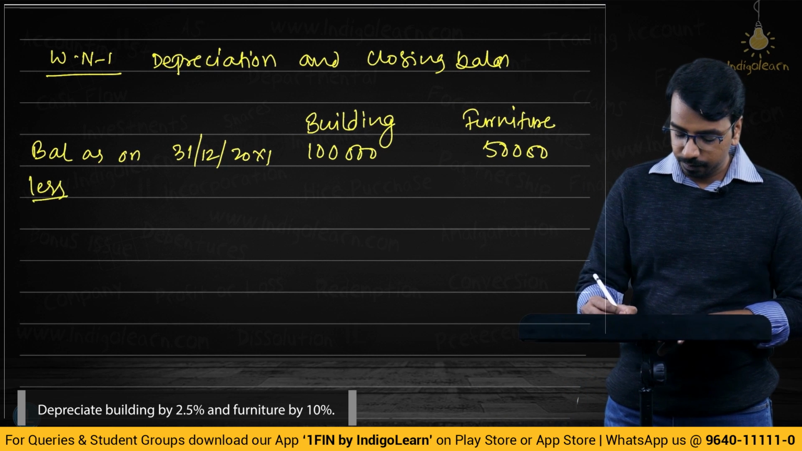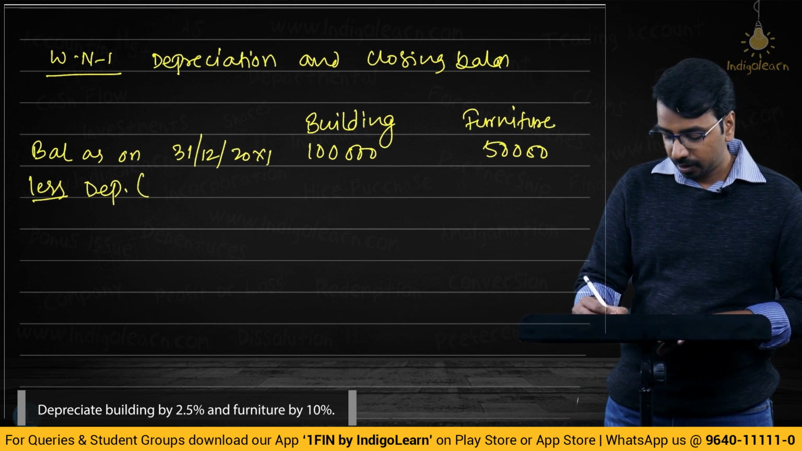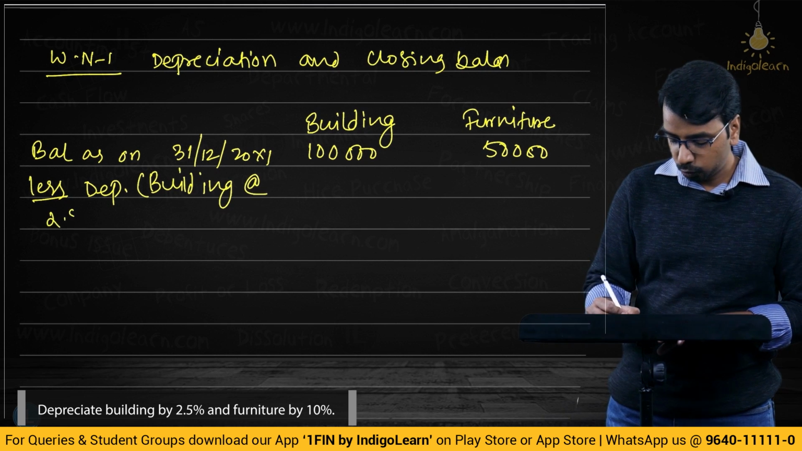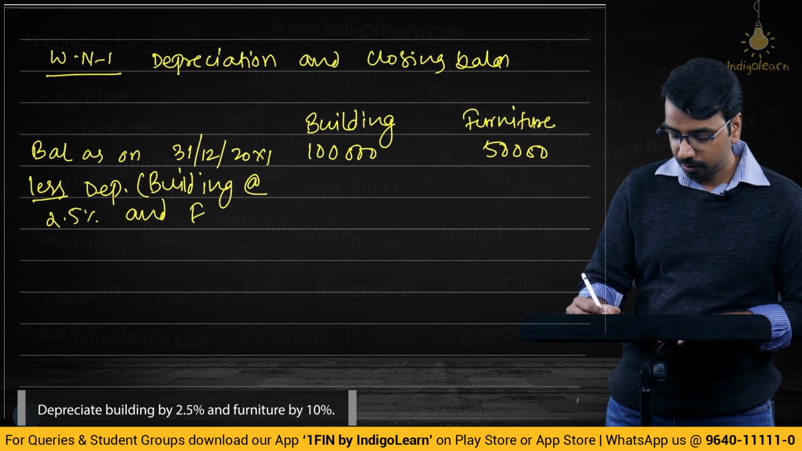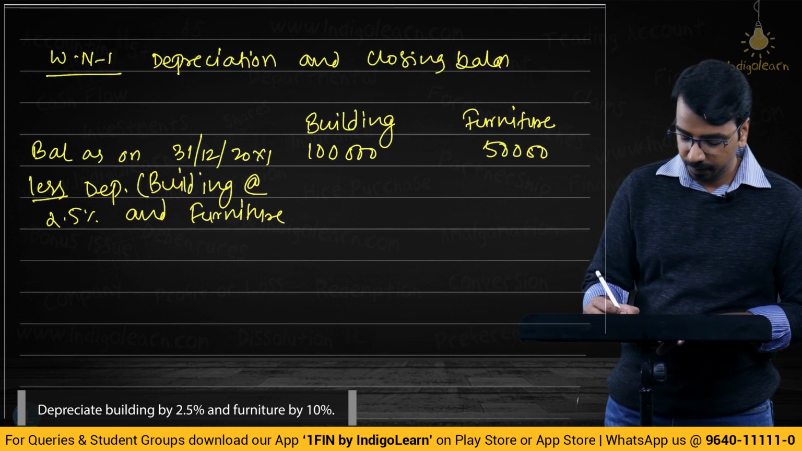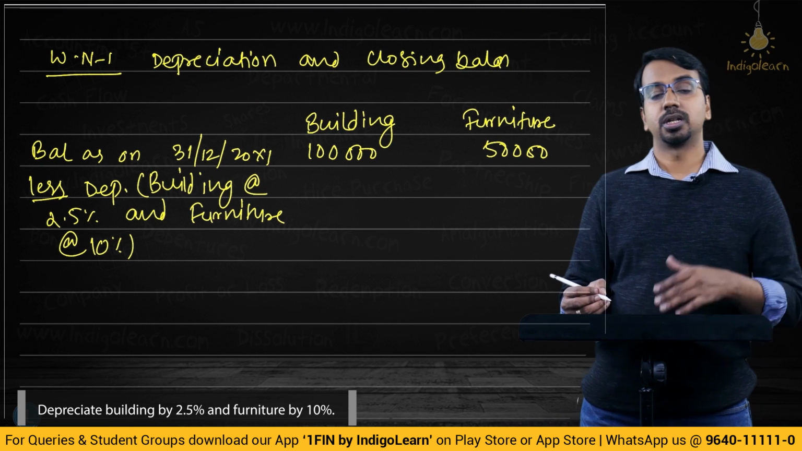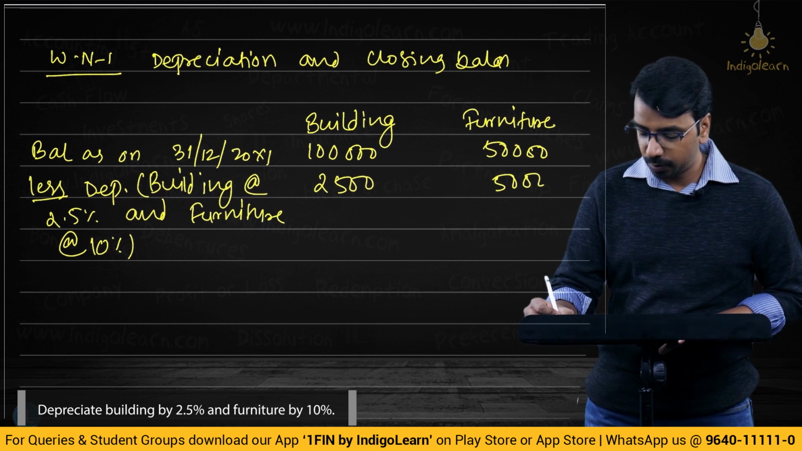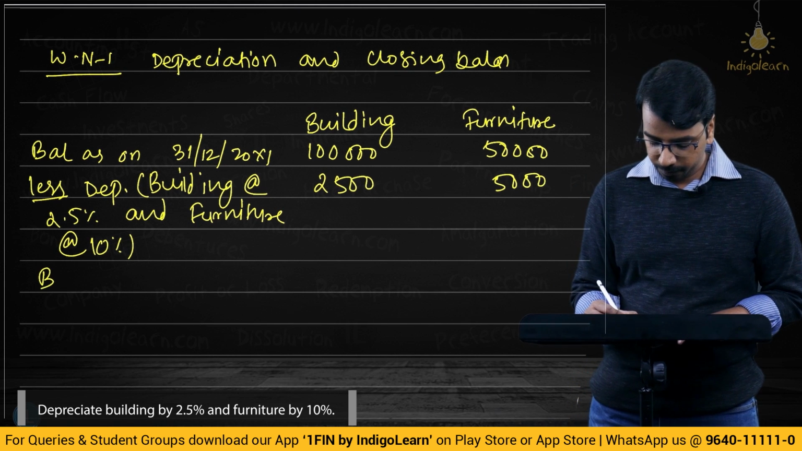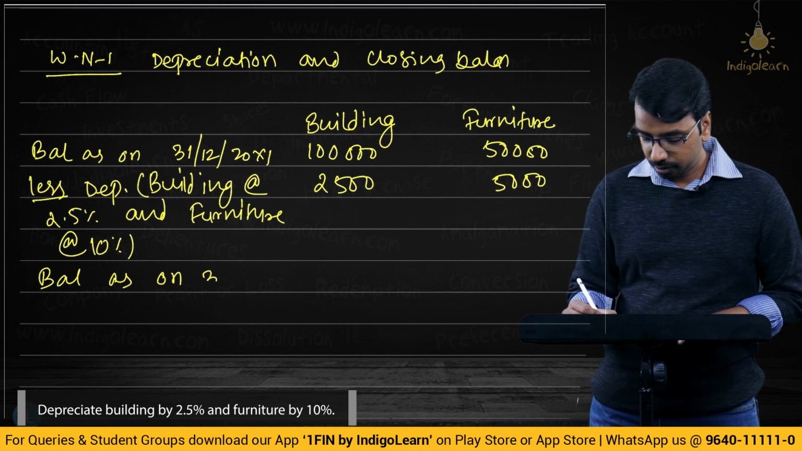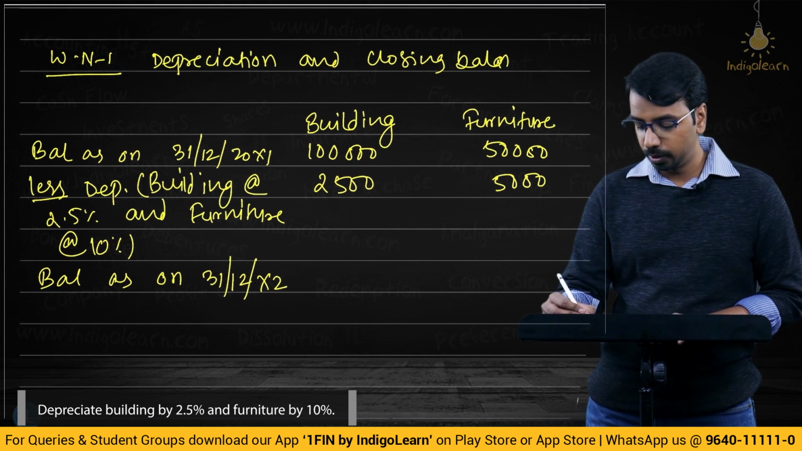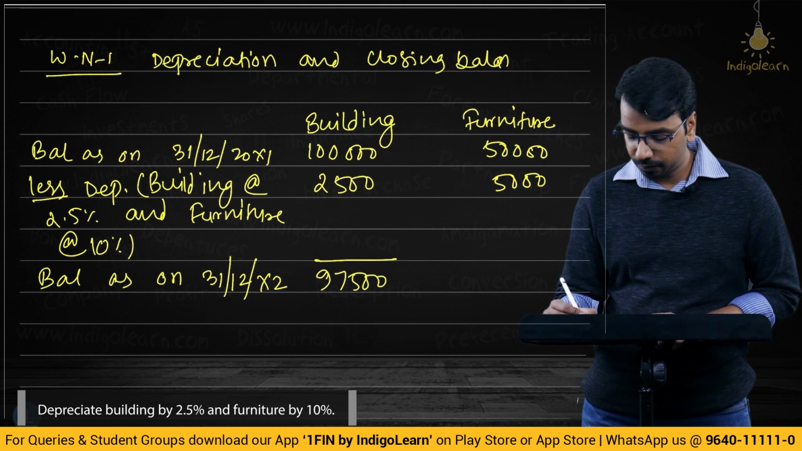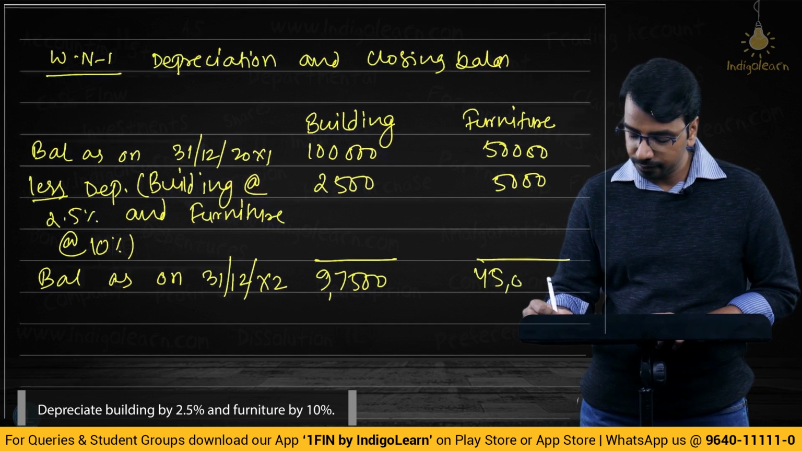Then you have depreciation, building at 2.5% and furniture at 10%. 1 lakh into 2.5% is 2,500, 50,000 into 10% is 5,000. So, balance as on 31st of December of year 2 is 1 lakh minus 2,500, you get 97,500 and here you get 45,000.